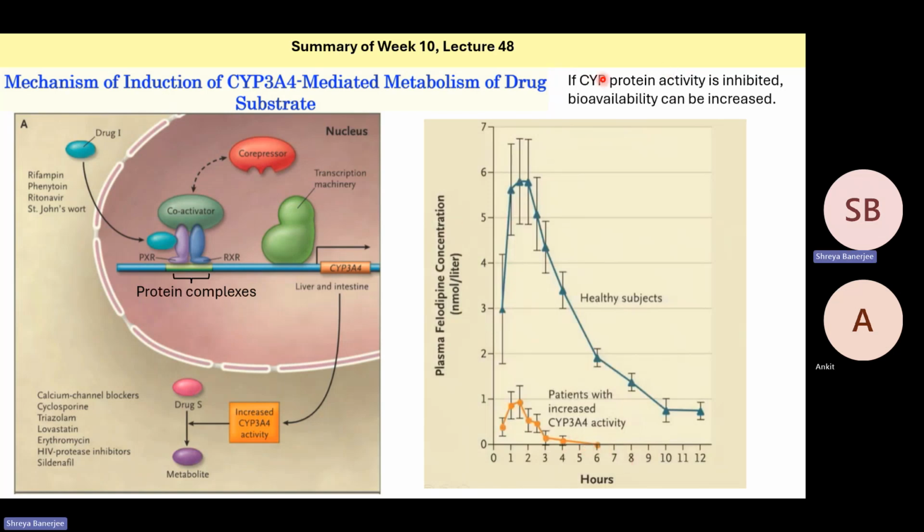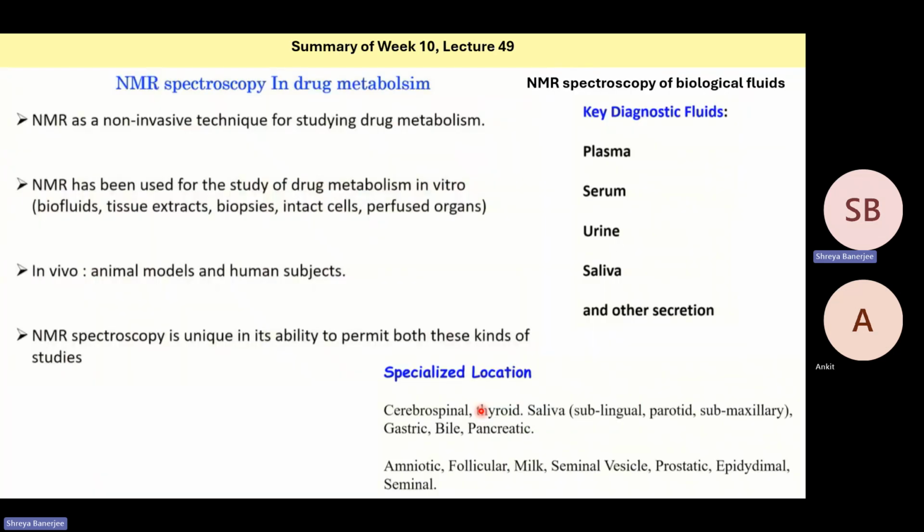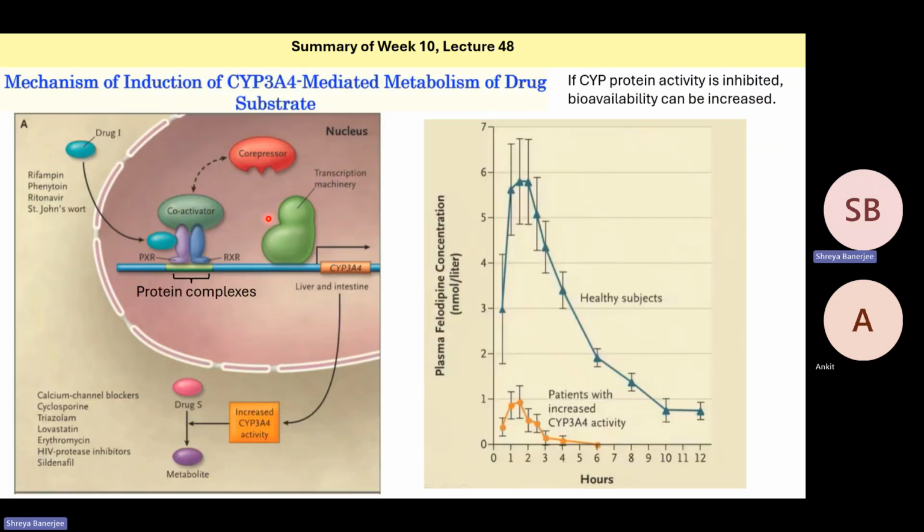So somehow, if you can inhibit the activity of this protein, then the bioavailability can be increased, because then the metabolism will be reduced. So now that you have studied this, we have identified the protein cytochrome P as a target, and then we can design. So we have done the step of identifying the target.